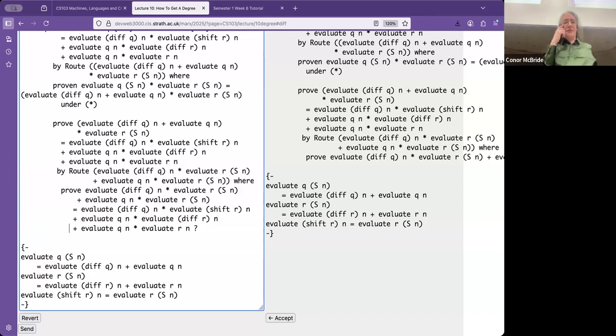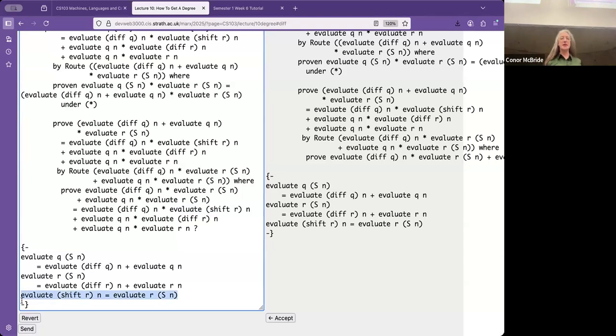We've got two terms on the left. We've got three terms on the right. And now we're seeing that we've got diff q multiplied by evaluate r at the successor of n on the left-hand side. And we've got diff q multiplied by evaluate shift r at n on the right-hand side. But looky here, we know those are equal.